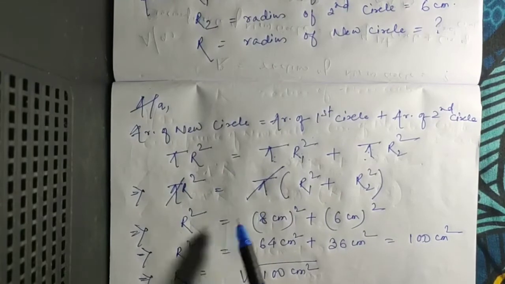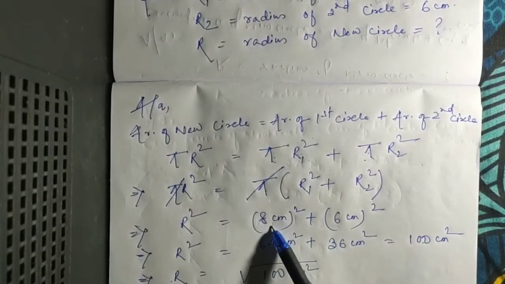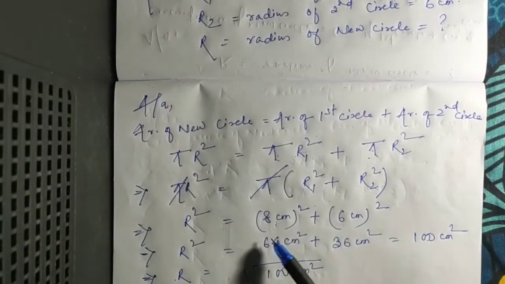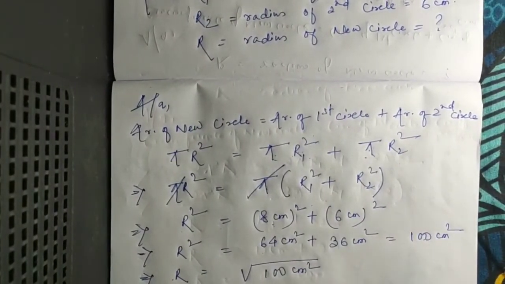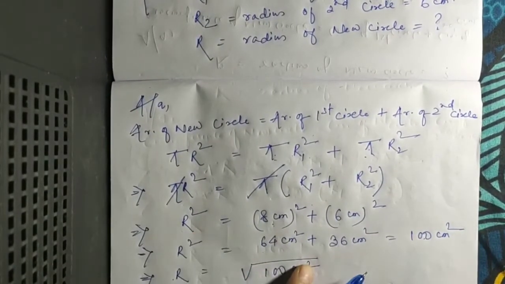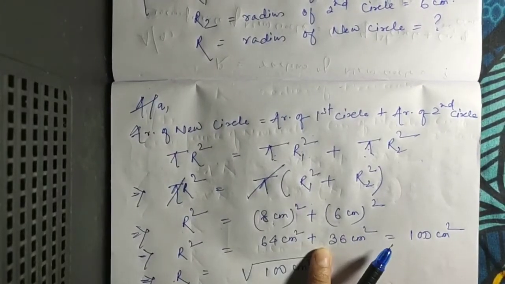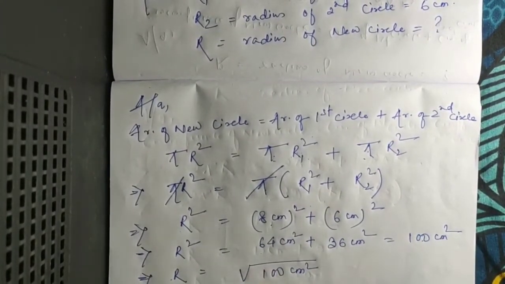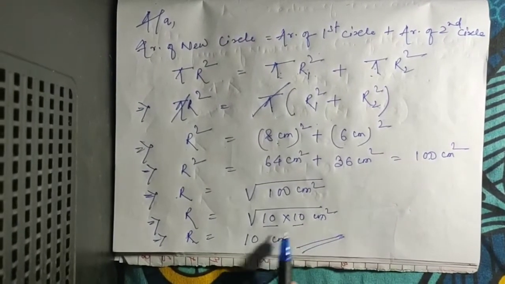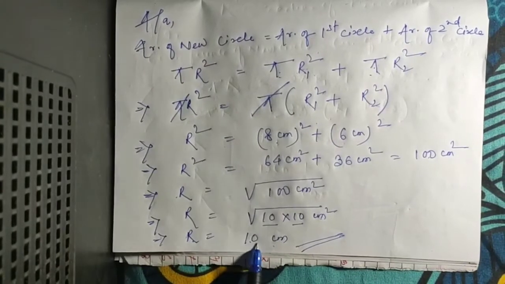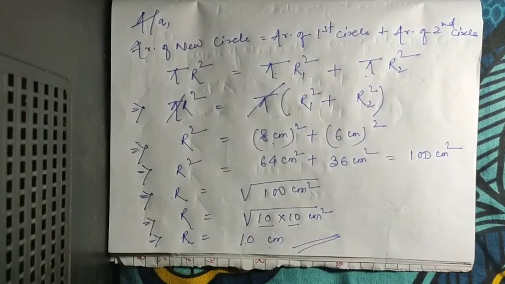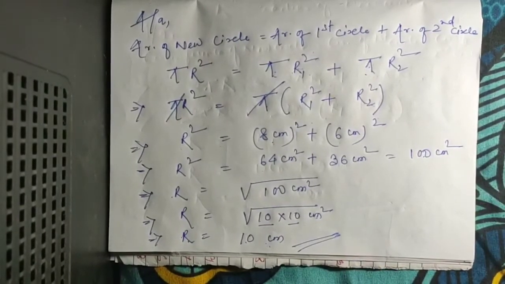Pi cancel, r square equal to, in place of r1 8 centimeter substituted, in place of r2 6 centimeter substituted. Taken the square of both of them, getting 64 and 36 centimeter square. Adding both, getting 100 centimeter square. Now this square coming to right hand side becoming square root. So square becoming square root, then perfect factor of 100 taken out, 10 times 10, 10 will come out of the square root and centimeter will come out, so r equal to 10 centimeter. This is the radius of the new circle which is asked to find out.